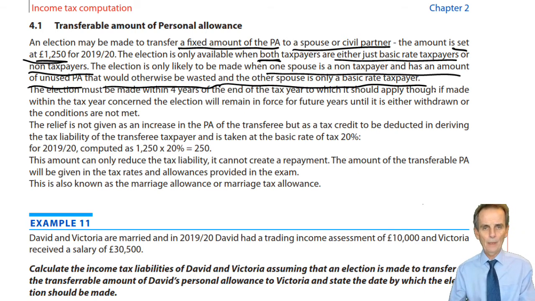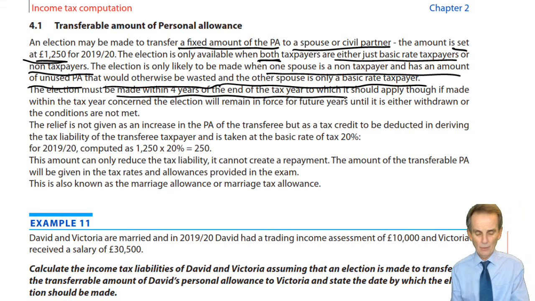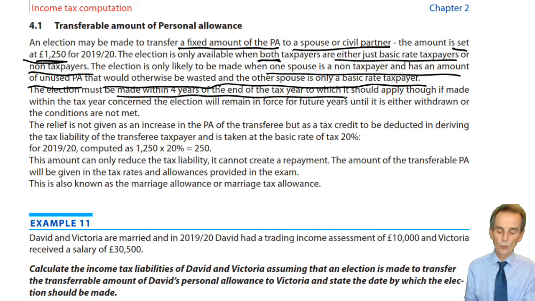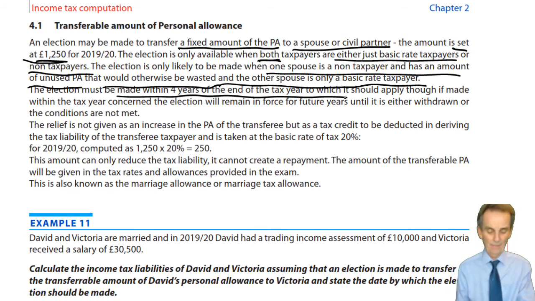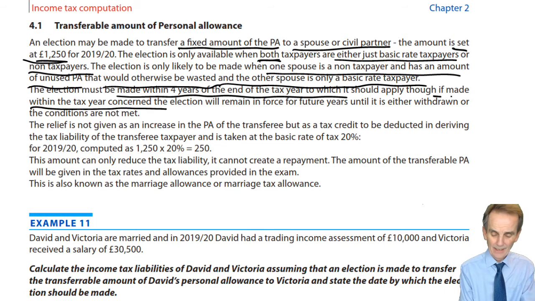You can't make a transfer to a higher rate tax-paying spouse. The election, again, is just a time limit thing. You've got plenty of time to make your mind up: it can be made within 4 years of the end of the tax year to which it should apply.